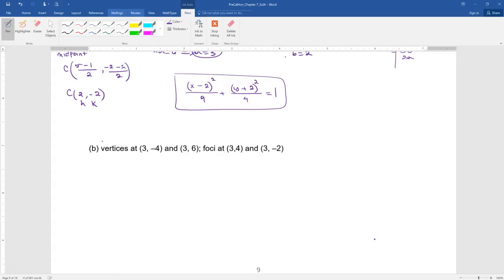2a is equal to 10, so a is equal to 5. How do you know -4 to 6 is 2? You need to put your head down and decide which is a.